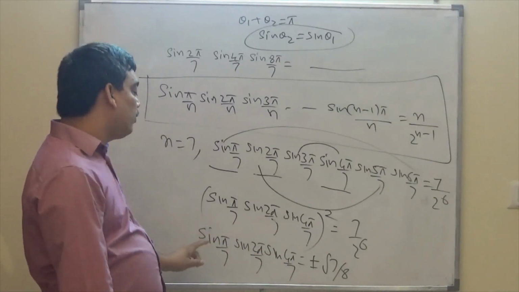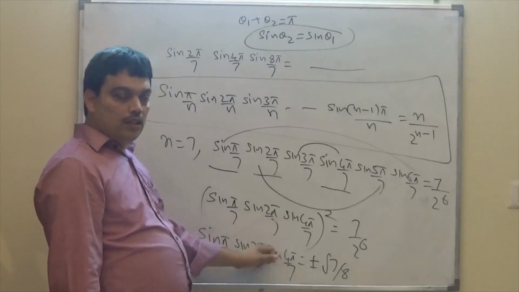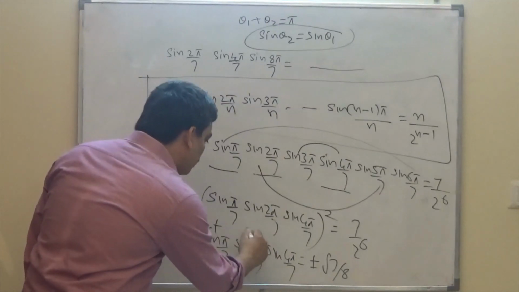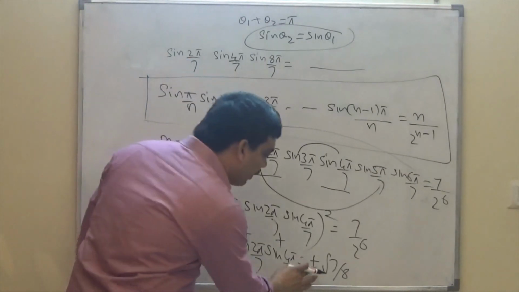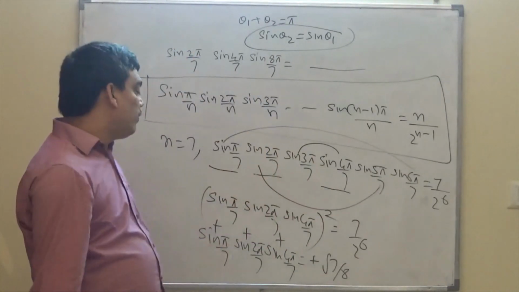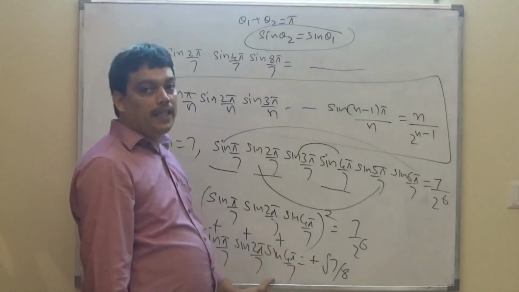So therefore the product will be positive into positive into positive. The first one is positive, the second one is positive, the third one is also positive. So this product has to be positive, therefore you can remove the minus sign and just write the plus sign. So the value of this product can be written as root 7 by 8.